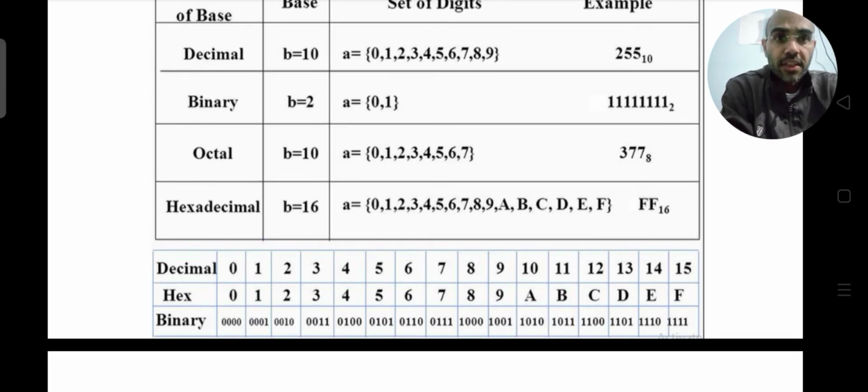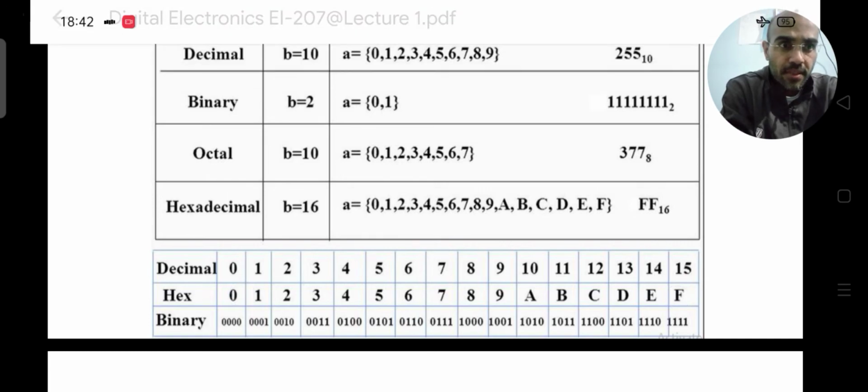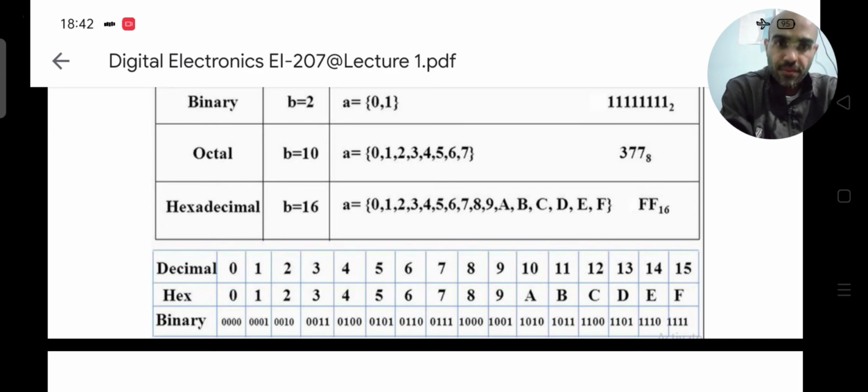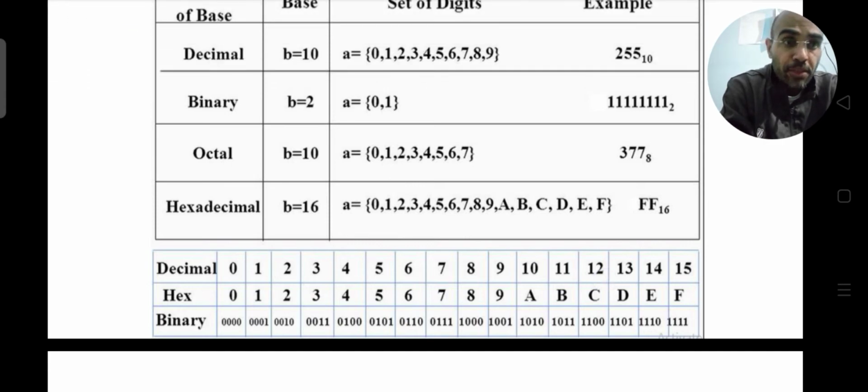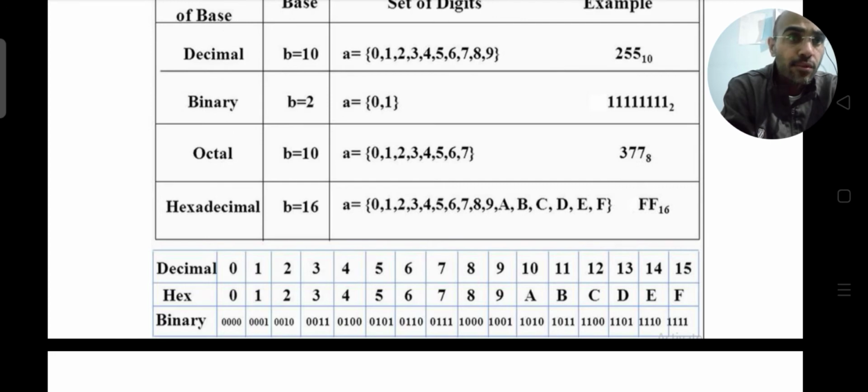And here in the lower table you can see how we can represent numbers from 0 to 15 in the hexadecimal number system as well as in the binary number system. So if we take an example, let's say a number given in decimal number system as 12. So 12 will be denoted in hexadecimal as C, whereas in binary it will be denoted as 1011.